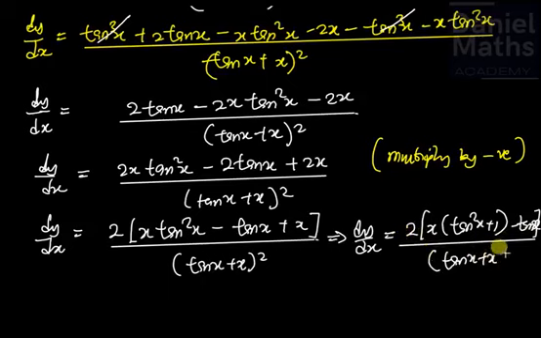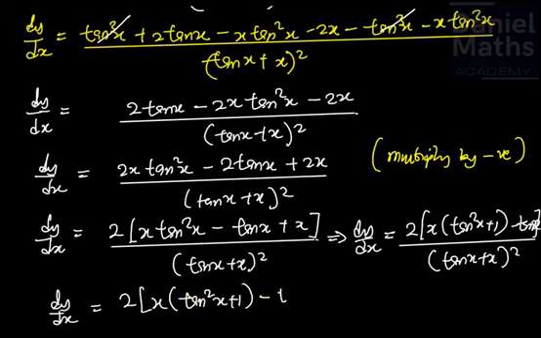So let me write that again down here, so that I'll have that dy over dx is equal to 2 into x into tan square x plus 1 minus tan x, bracket close, and then all of this is being divided by tan x plus x all square. So let's take this down to the next page. Okay, so this is what I have.